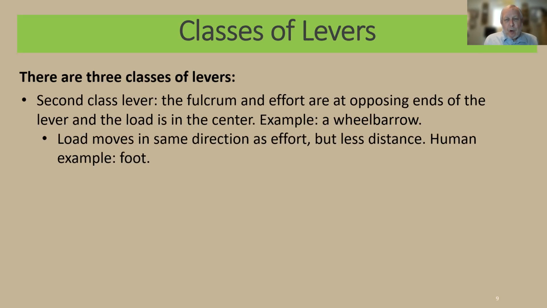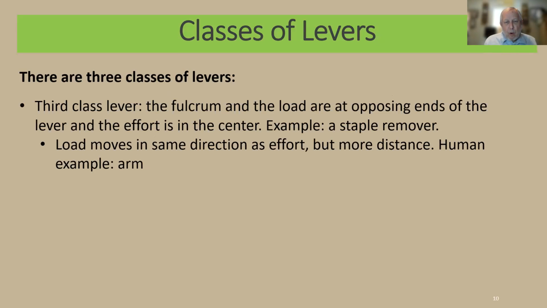Second class lever: the fulcrum and effort are at opposing ends of the lever, and the load is in the center. The classic example of that is a wheelbarrow. The fulcrum is basically the wheel, the effort is your hands on the handles, and in the middle is the load. The load moves in the same direction as effort. When you lift up, the load lifts up, but less distance. The human example of that is the foot.